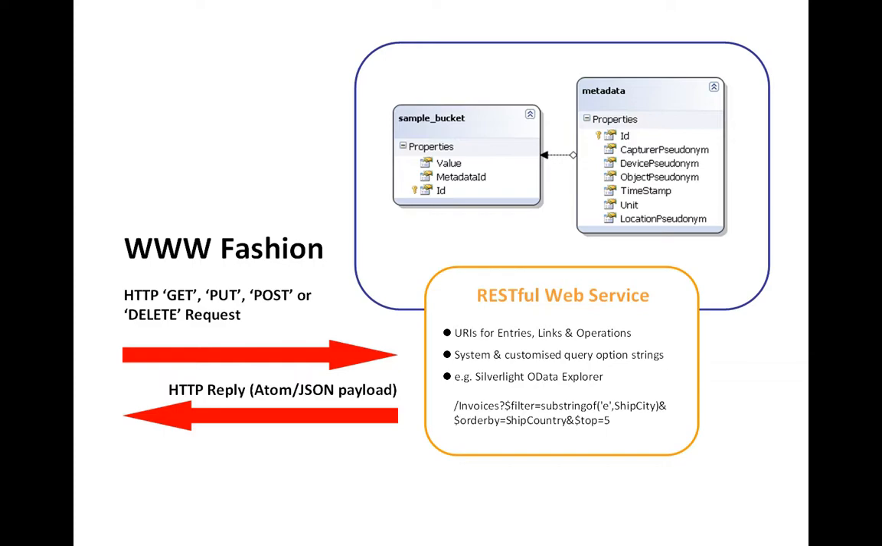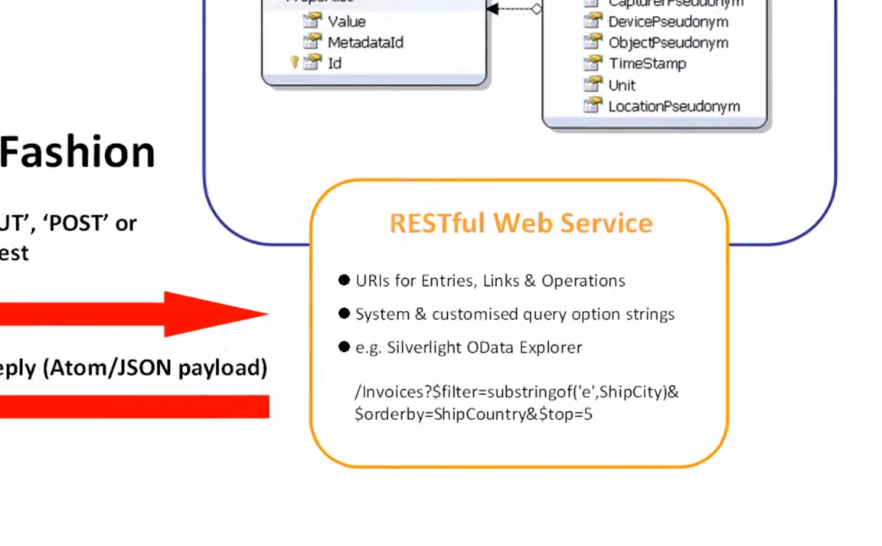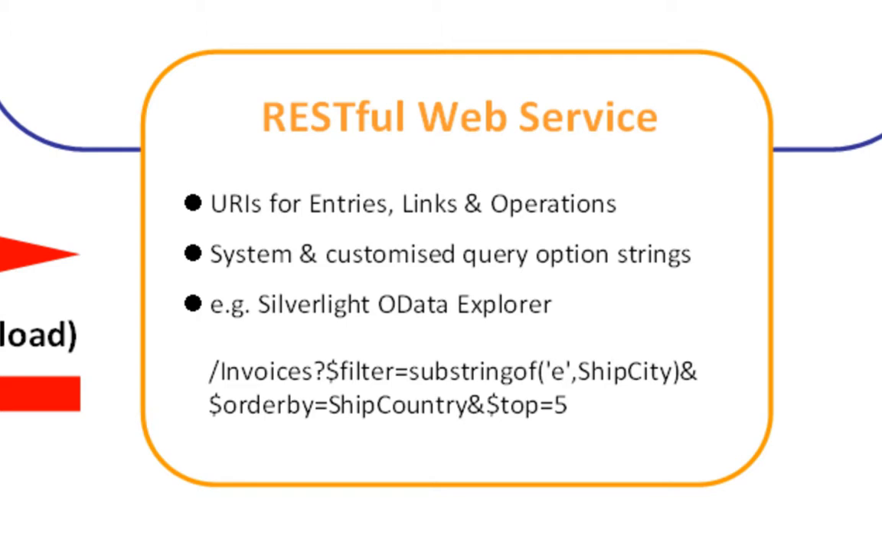A good example to understand how a RESTful web service works in practice is the Silverlight OData Explorer. It is a web portal that exposes the well-known Microsoft Northwind database in a RESTful way. A sample query string may look like this. The invoice data table is addressed by /invoice, and option strings are appended following a question mark.